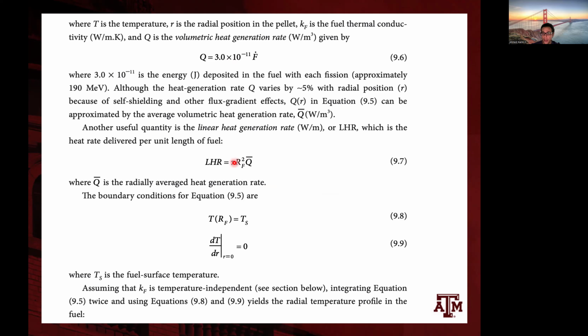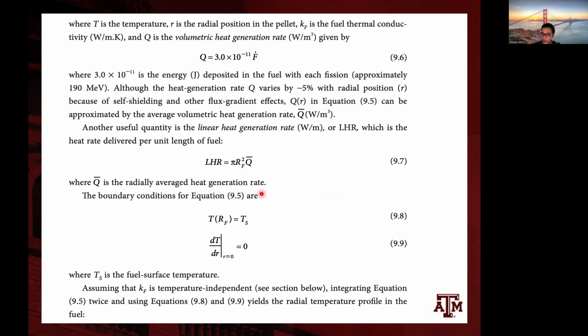And this is also related to another important nuclear engineering concept or definition that we use a lot, that's called the linear heat generation rate. So this is basically, again, we know the fuel rod is a cylindrical tube, so you can get an estimate of how much power is generated per unit length of that tube by simply multiplying the heat generation rate by the area of that pellet.